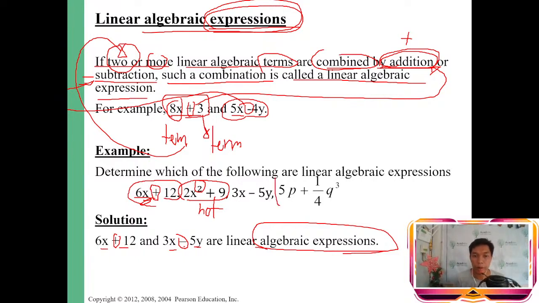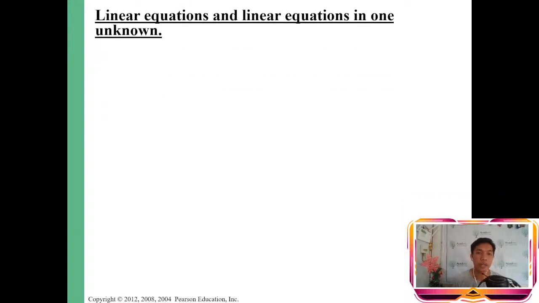Because of the exponent, they are not an expression. Another one, 5p plus 1 over 4q to the power of 3, because that is power of 3. Not an expression. Linear is only power of 1. All right, next one. Let's look at this one. Linear equation, and linear equation in one unknown.